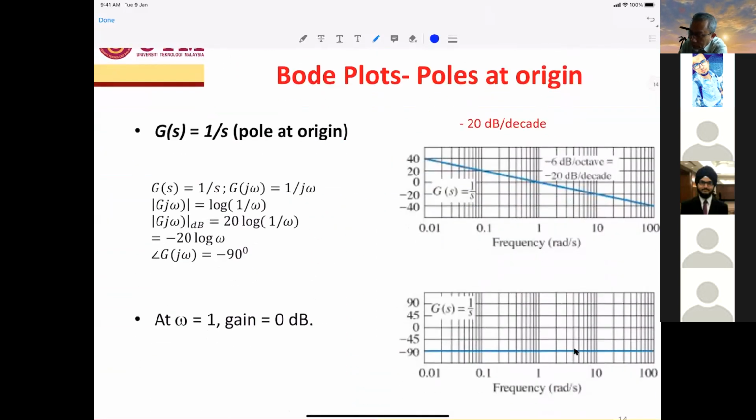Then we go to the pole at the origin, which is 1 over s, the pure integration. So it is the inverse of the derivative. This is the plot: a straight line with a slope of minus 20 decibels per decade.